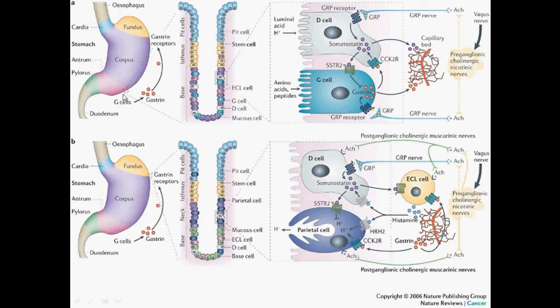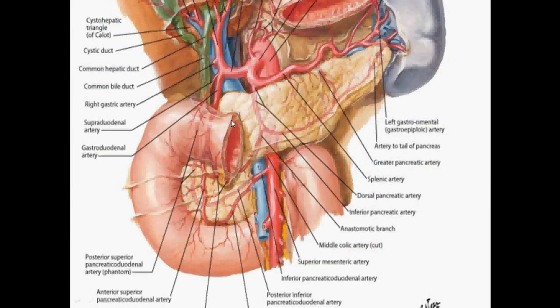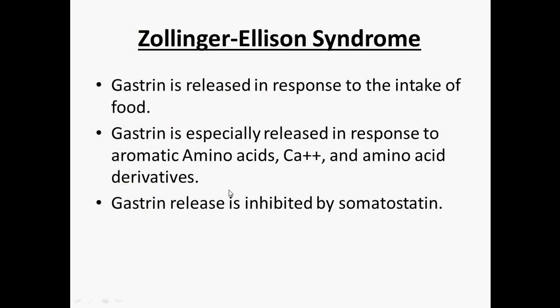So here is the pylorus and the antrum. Gastrin is released from there, and the duodenum. Gastrin is released from there, and also it's released from the pancreas over here.